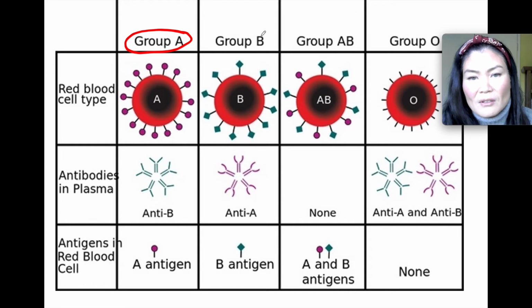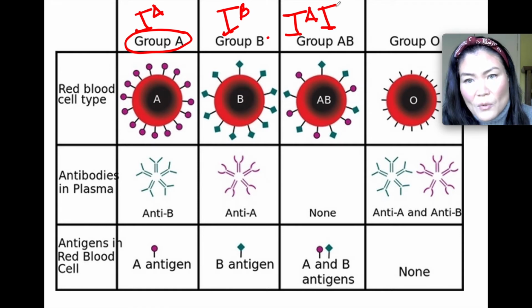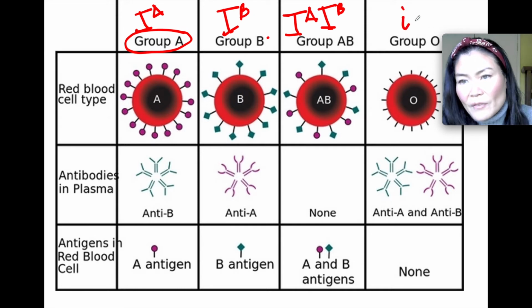Okay? But if you have the IB blood type, then this is what the carbohydrates look like on the outside. But then if you have both genes, they're codominant. You're going to see both carbohydrates on the outside. And then if you have O blood type, little i, there are no carbohydrates on the outside. So the carbohydrates are referring to the tips right here.